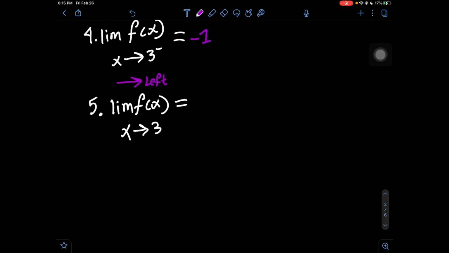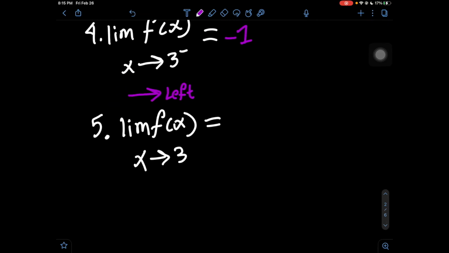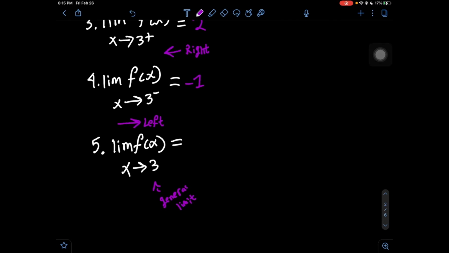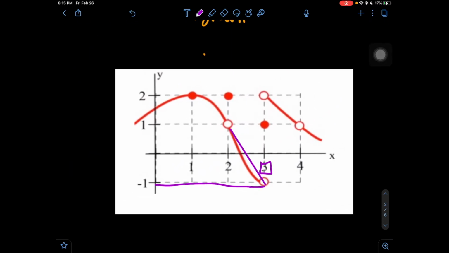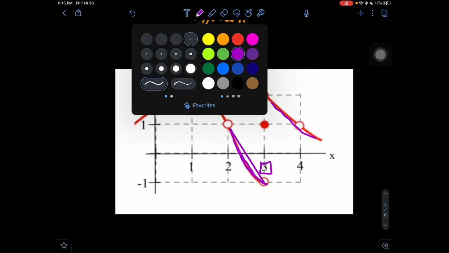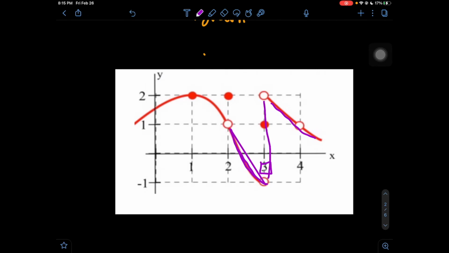And then number 5, finally, for this one practice problem, is what is the limit as x approaches 3? And we don't see any type of sign, so this is a general limit. So now x approaches 3. Well, x is approaching 3 from 2 directions, and we don't have any type of sign, meaning we don't care about if it's right or left. We actually care about both. So if we're going down to the right to come to 3, and then we're going up to the left to come to 3, and we have 2 different y values, what are we supposed to do?